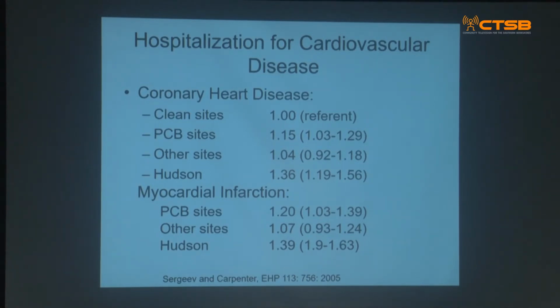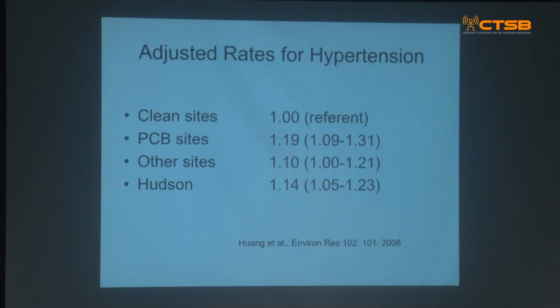This is strong evidence that living in these areas with hazardous waste sites increases the risk of heart disease. Now that isn't proof because we don't have measures on individual people. But we looked at a variety of other diseases. Again, diseases that most people don't even think of as being related to PCB exposure. How about high blood pressure?